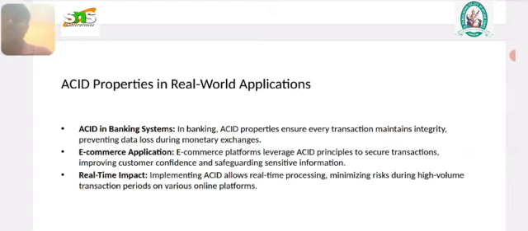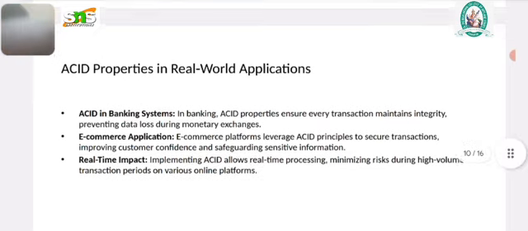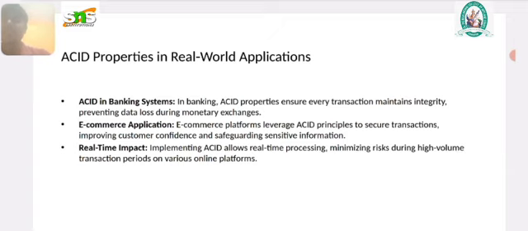Next is ACID properties in real world applications. The first is ACID in banking systems. In banking, ACID properties ensure that every transaction maintains integrity, preventing data loss during monetary exchanges. In e-commerce applications, platforms leverage ACID principles to secure transactions, improving customer confidence and safeguarding sensitive information. As for real time impact, implementing ACID in real time processing minimizes risk during high volume transactions and peak periods on various online platforms.